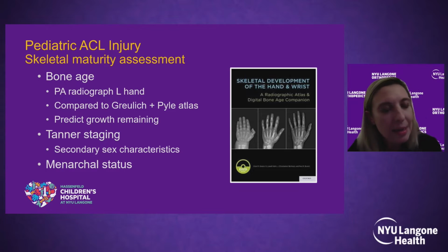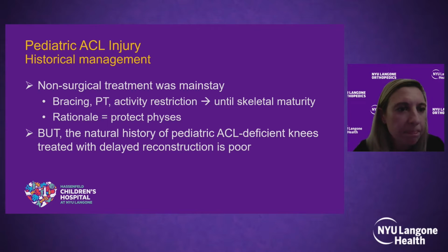And then unlike the adult population, we also will do a skeletal maturity assessment. We'll look at a bone age study, which is a PA radiograph of the left hand. This allows us to predict the remaining growth. We'll do Tanner staging, which is another way to do this. And then for females, we'll ask about menarchal status.